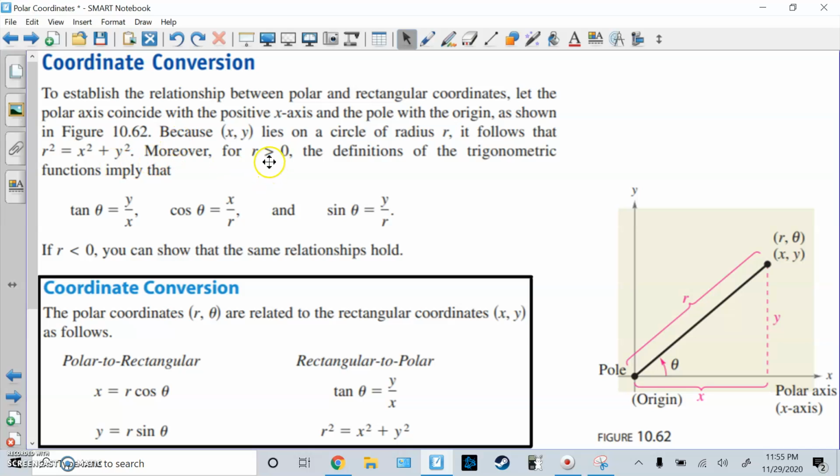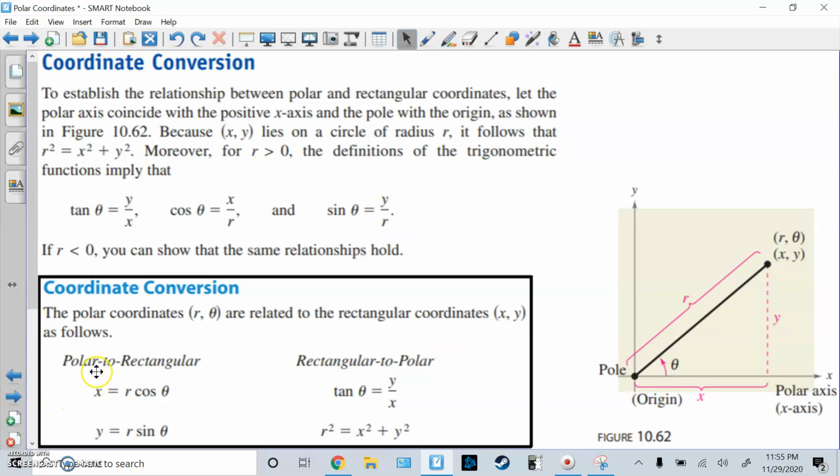If r is positive, you can use our basic definitions. Tangent theta is always y over x. Cosine of theta is always x over r. And sine of theta is always y over r. Usually when we do the unit circle, r was 1, right? So sine of theta was just y, cosine of theta was just x. But here's what you use.